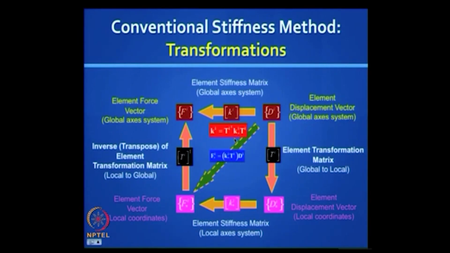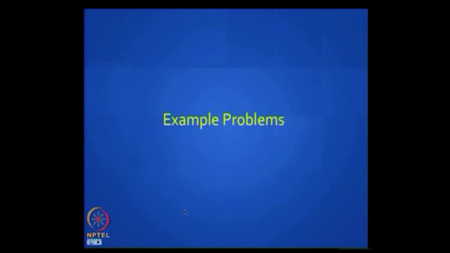put the linking coordinates and assemble your structure stiffness matrix. First assemble your matrix element wise and then assemble the structure stiffness matrix. After you solve this equation and get the unknown displacements, directly use this to get your member end forces. So let us demonstrate this with some examples. We will have time only for one example, let us look at it.